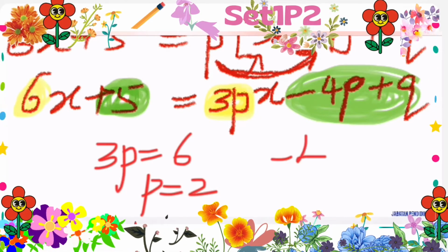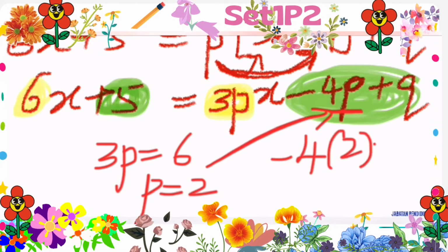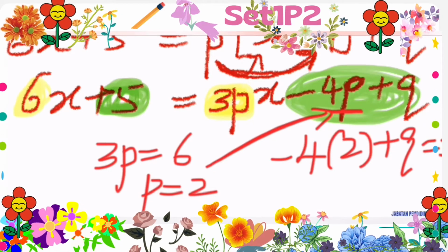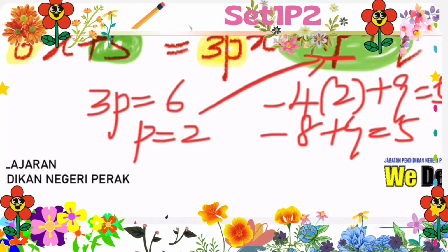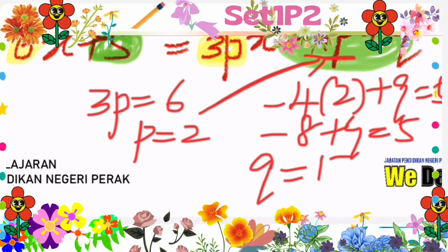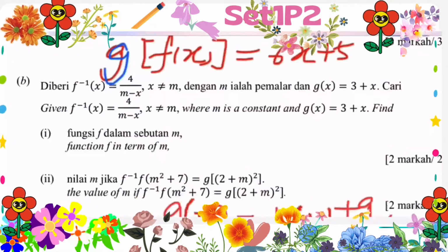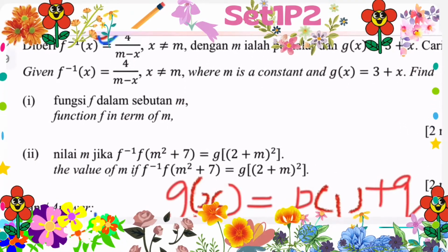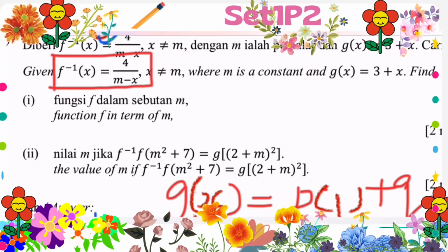Since we got p already, we can substitute p = 2 here: -4(2) + q = 5. So it's -8 + q = 5, so q is 13. That's how you solve the composite function. Now let's see how to do part B. For part B, you're given the inverse function.